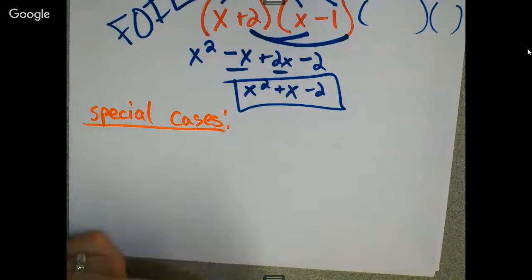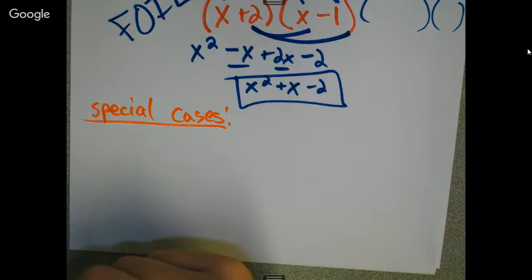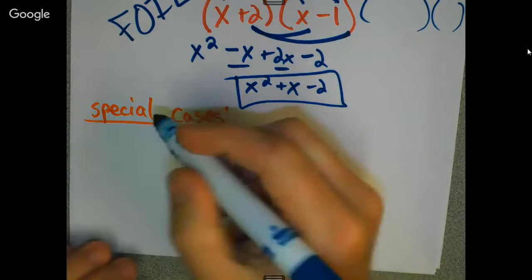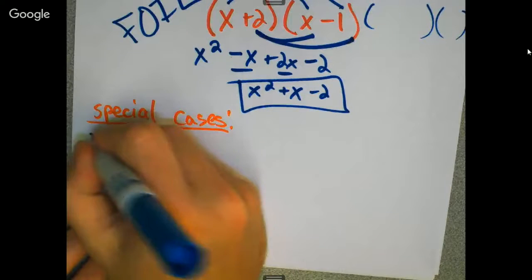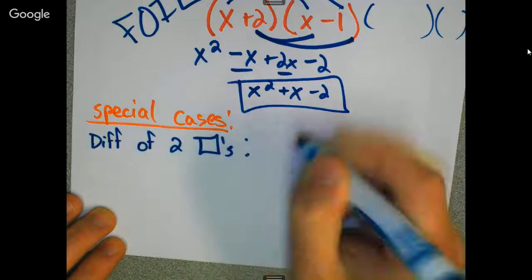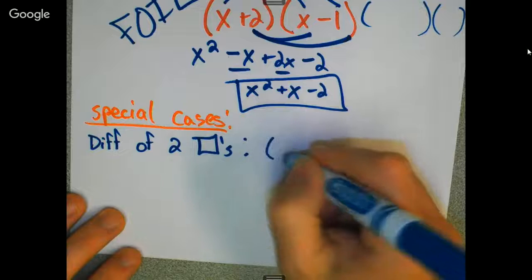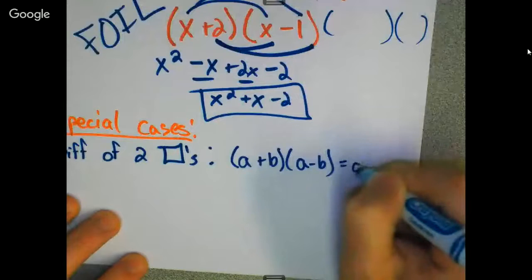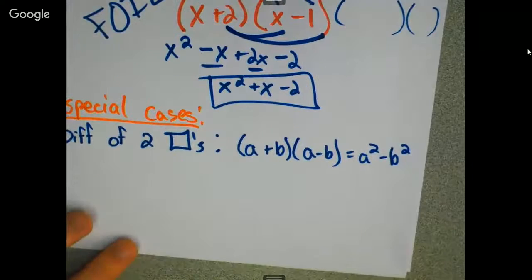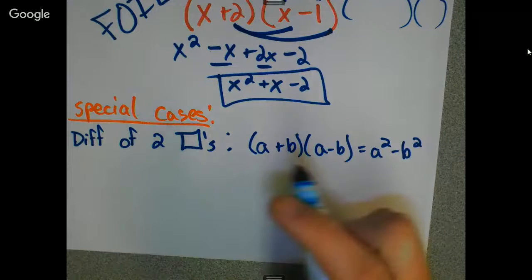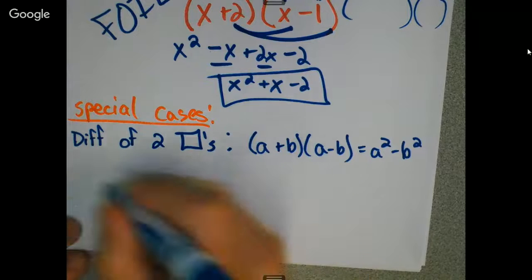Special cases, multiplying polynomials. And the first case is called your difference of squares, or difference of two squares. Okay. And that would be, you have a plus b times a minus b is a squared minus b squared. Okay, that is one of your special cases. And then we have what's called perfect squares.